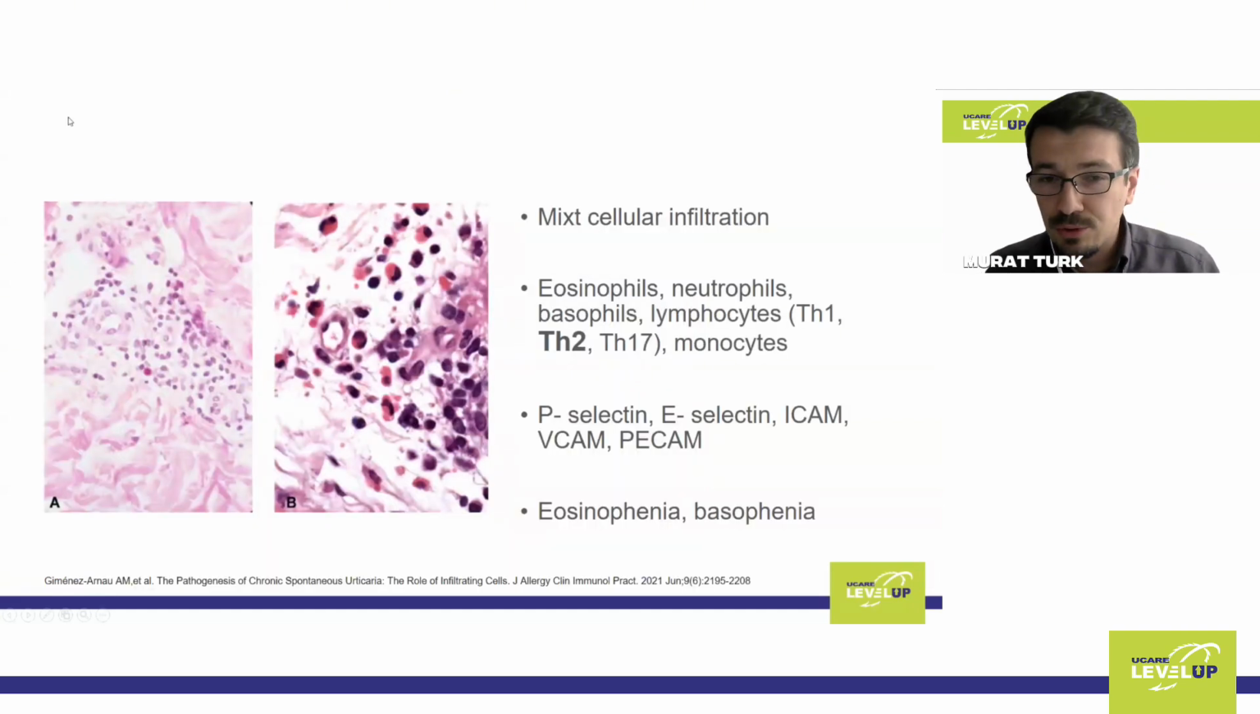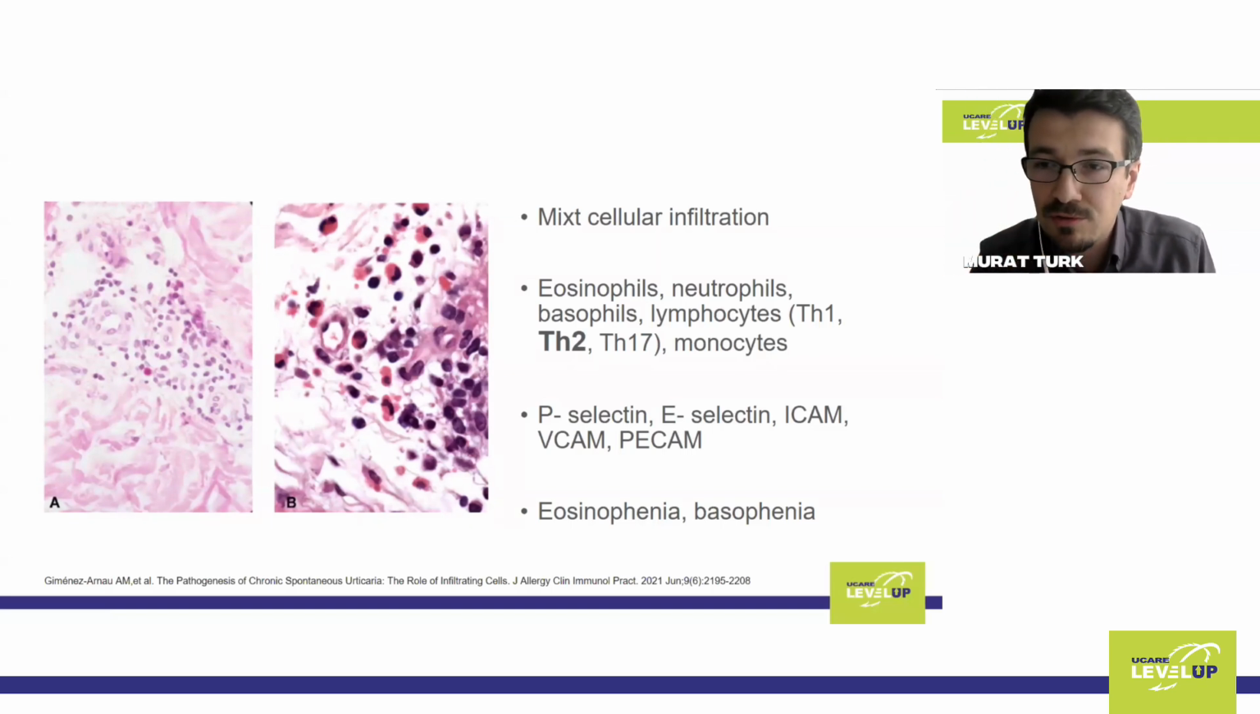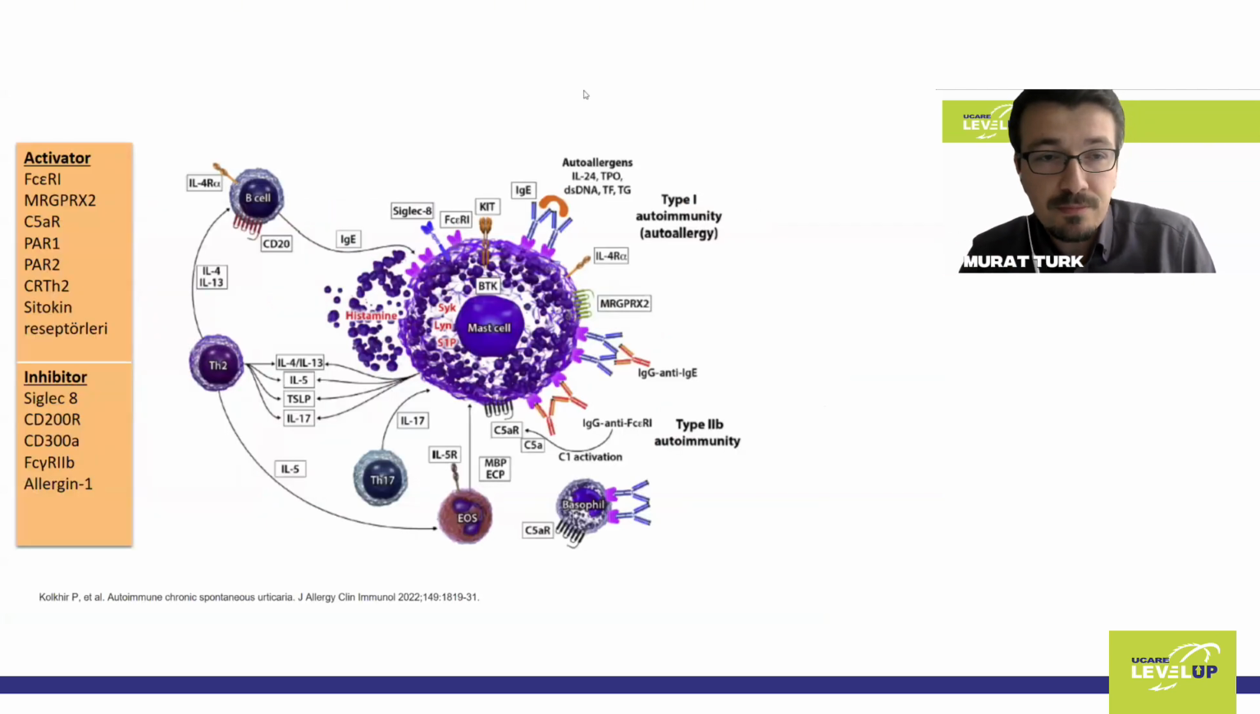If we look closer to the pathogenesis or to pathology of urticaria, we see a mixed cellular infiltration. As I said before, eosinophils are there. In some cases, basophils are there. Mostly the T helper 2 type, but all kinds of lymphocytes are there. We see eosinopenia, we see basopenia in some of our patients.